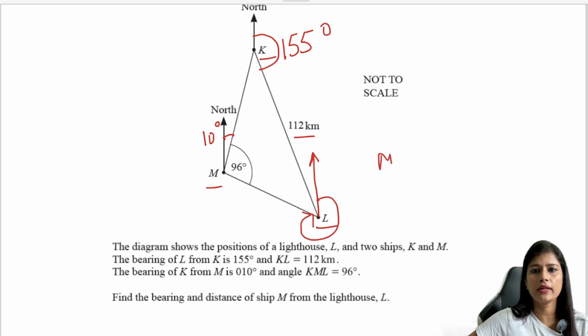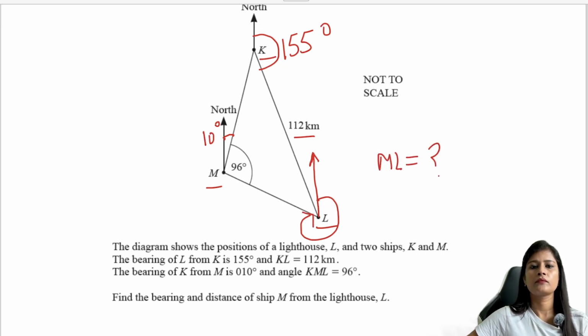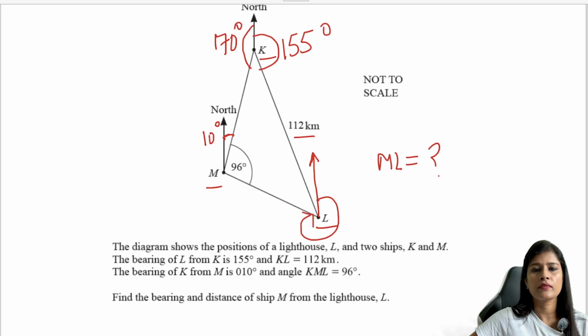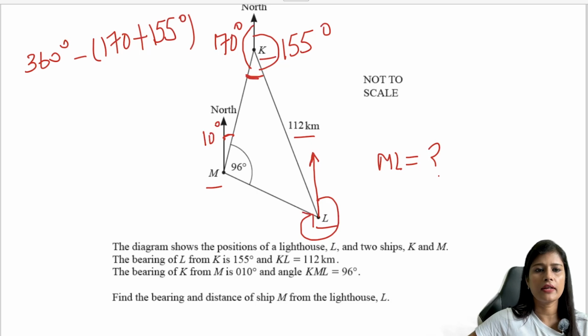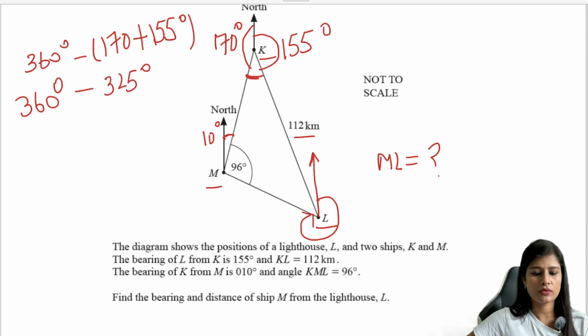And we need to find out ML. So first thing is, I know that this one is 10 degree and this angle will sum up to 180. So this one will be 170 degree. And now this angle I can find out easily because 360 degree minus 170 plus 155. So 360 degree minus 325. So this angle will be 35 degree here.